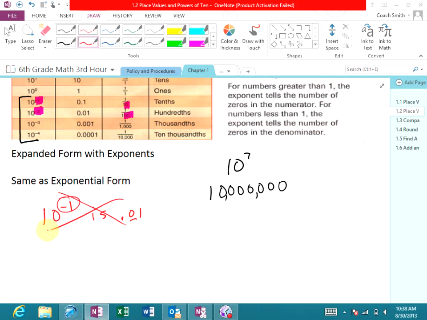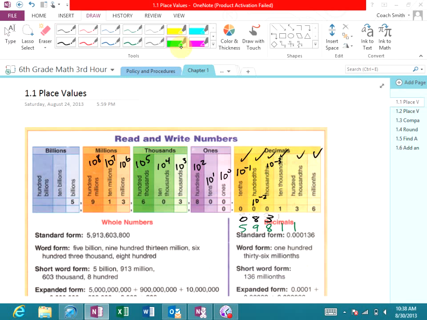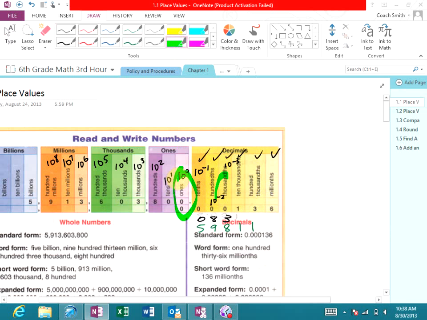Okay, let's go back. Let's look at our notes from the other day. Let's look right here. What place value do the numbers start with right there, where the green circle is? Ones. Okay? So on the left side, we start with ones. On the right side, we start with what? Tenths. So we've skipped a place value. That's why there isn't a zero when you say 10 to the negative first power.